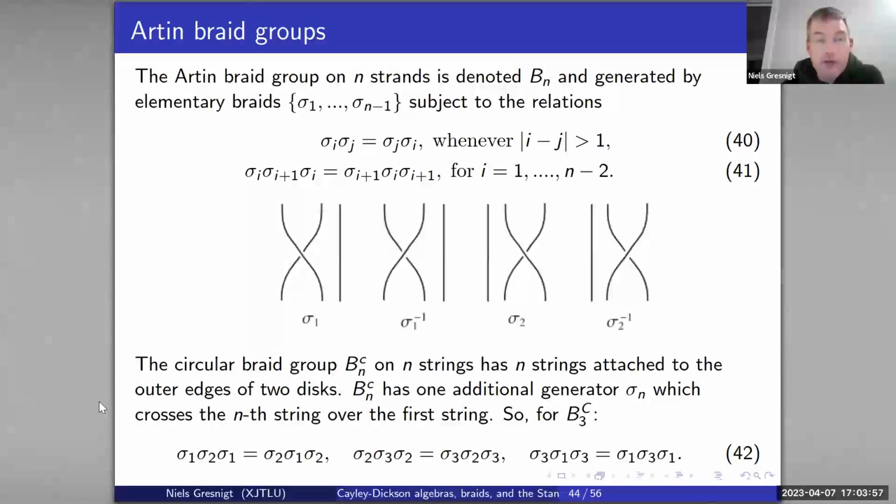So just a very quick review then of the braid groups, that the braid group of n strands is generated by n-1 generators that satisfy these properties 40 and 41. Now, if we connect these strands in a braid to a disk at the top and the bottom, we actually end up with what's called the circular braid group. And this introduces one more generator corresponding to braiding the last string at one end with the first string at the other end. So for the case of three strings you should have the relations in 42.